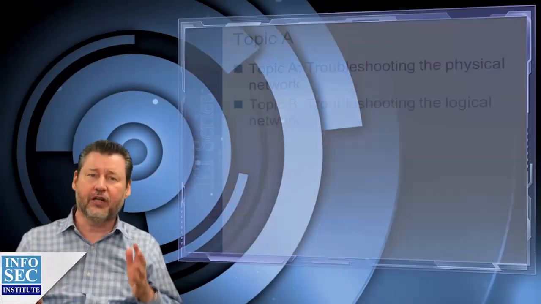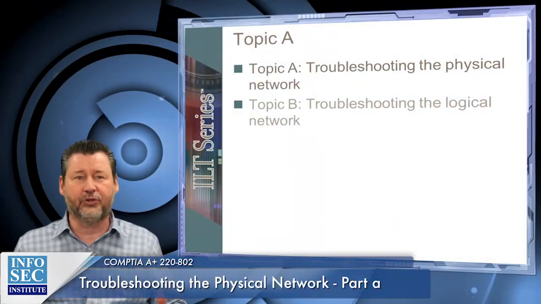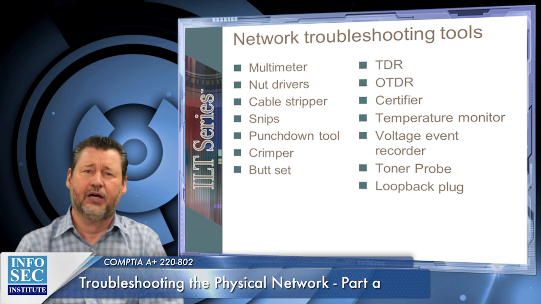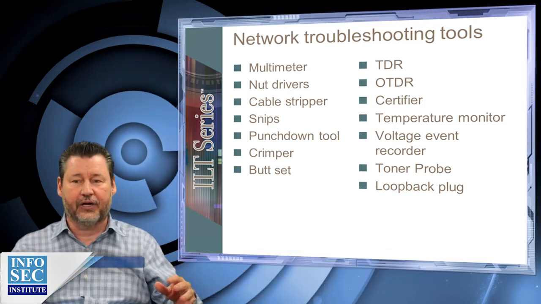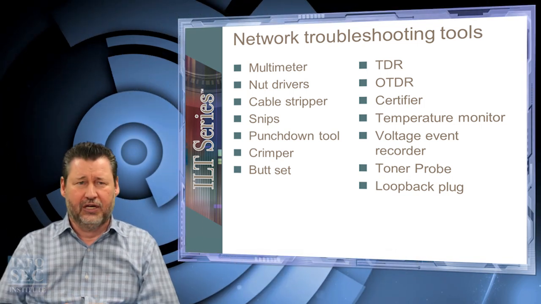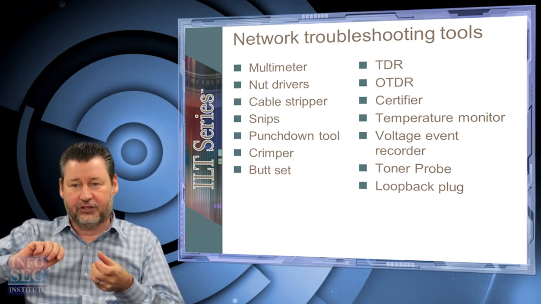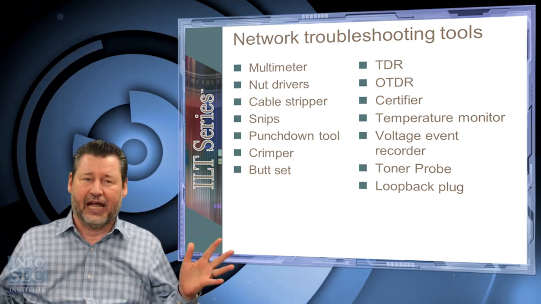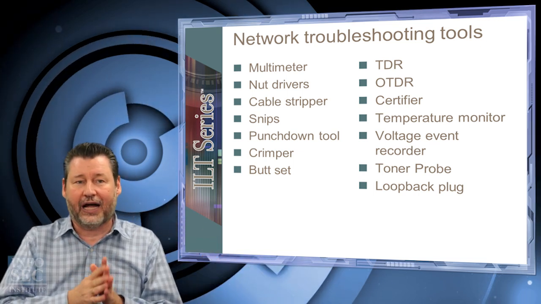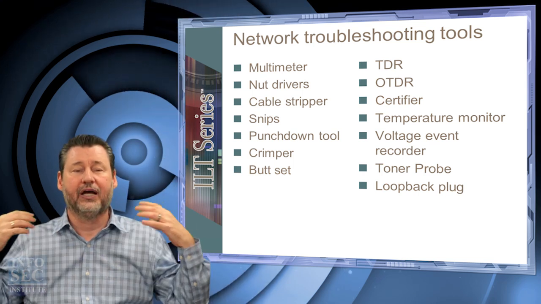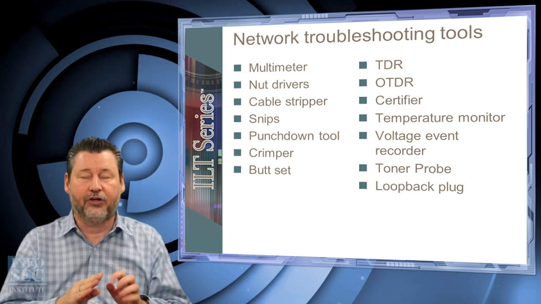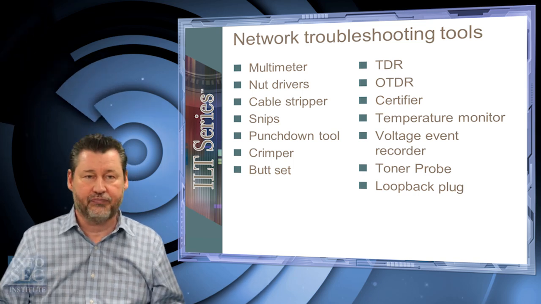Network troubleshooting. We're going to look at that physical network, troubleshooting it and the tools that we need. The good old multimeter to check for connectivity, check for impedance mismatch. Good old nut drivers, cable strippers to take off the end of the wire, snips to cut them, punch down tool to put that network cable into the 110 block.